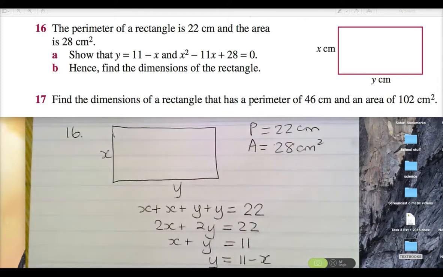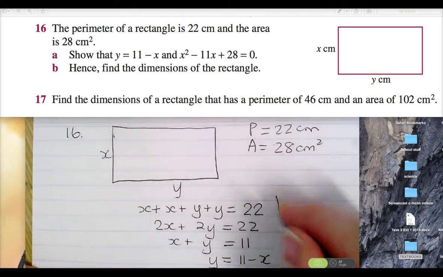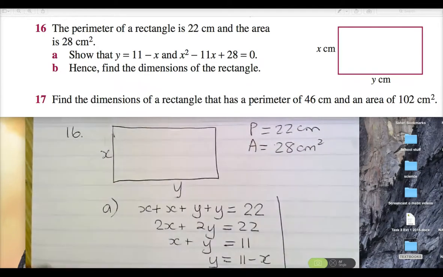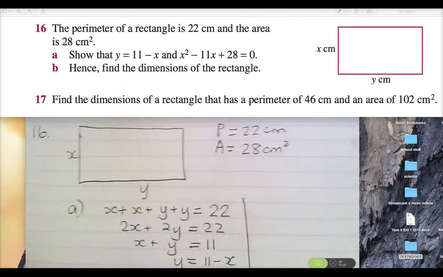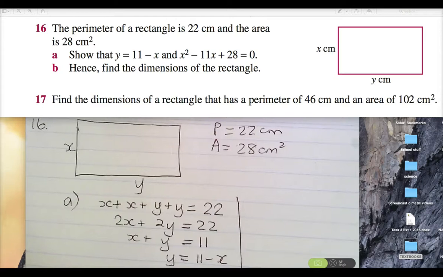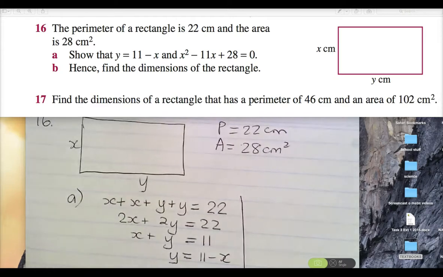Next one. Was that 16A or B? We're halfway through A. Part B. What do you think we should do now? A similar one for area.